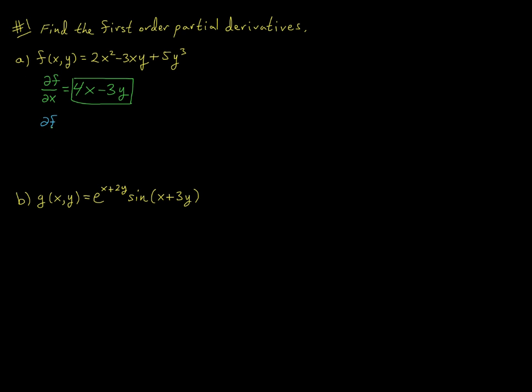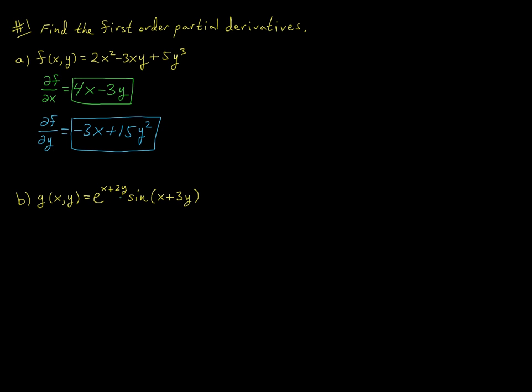Now for the y derivative, really similar kind of thing. The derivative of 2x squared with respect to y would be 0. Then moving on, the 3 and the x are constant when it comes to differentiating with respect to y, and the derivative of y is just a 1. So this is just going to give me a minus 3x. And then differentiating the 5y cubed, I'm going to get 15y squared. All right, and that would be the y derivative. Not too bad. Let's press on then to part B.